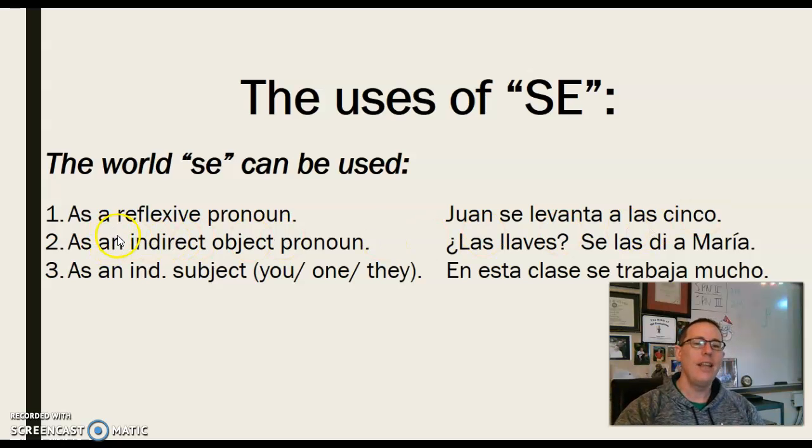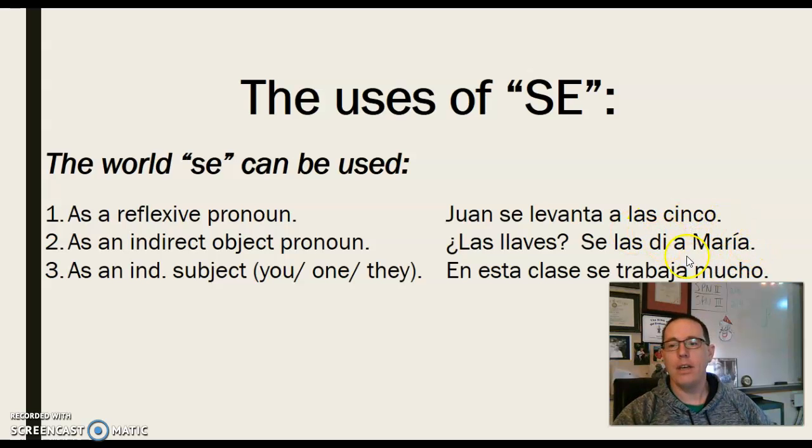You could also use it as an IOP, an indirect object pronoun. So when you have a double object, when there's an indirect and a direct in the same sentence, your indirect automatically becomes se instead of le or les. So that's something we've looked at briefly. Obviously, we need to revisit, but as a reminder for you: las llaves se las di a Maria. The keys, I gave them to Maria. To her, them, I gave to Maria.